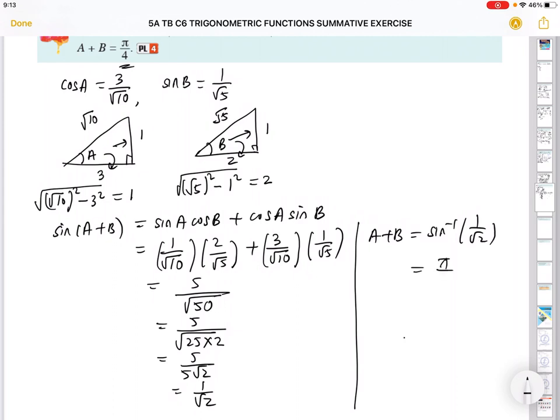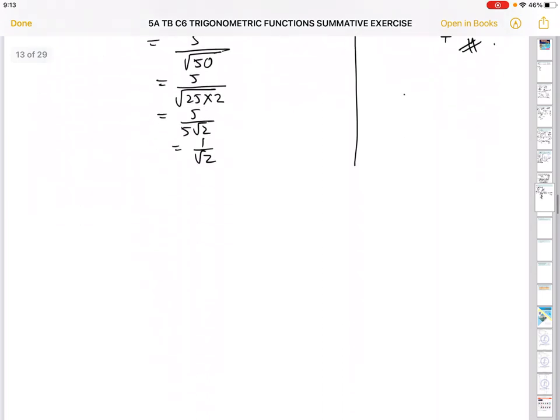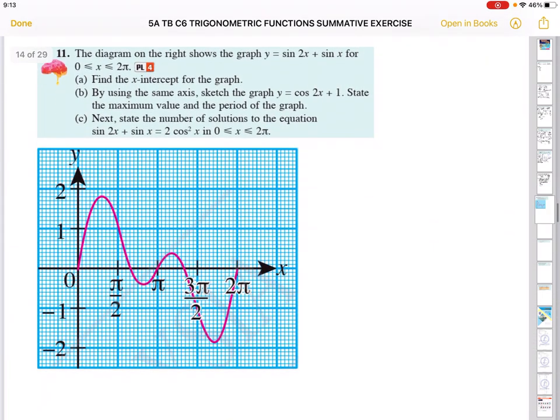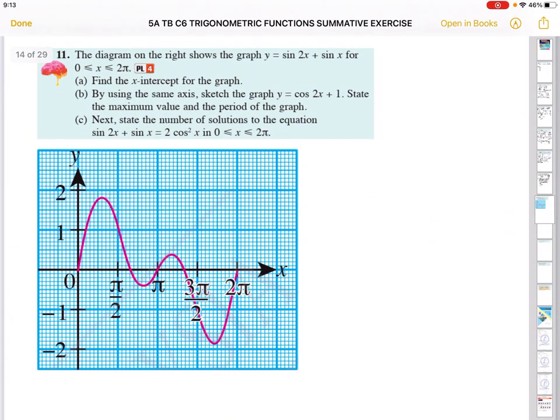Let's move on to number 11. Okay, now the diagram shows the graph of y equals sine 2x plus sine x, for x between 0 and 2 pi. Okay, find the x-intercepts. Now the thing is, the first time I looked at it, I tried to read from the graph, but then I figured that you can't get the exact value. So we have to solve this. We know at the x-axis, y equals 0. So you want to let your y here be 0.